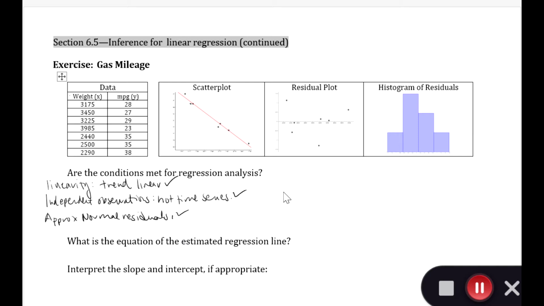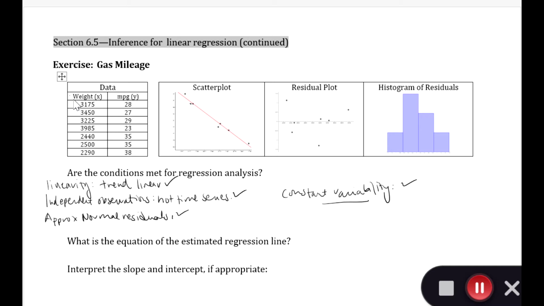And then last, we have constant variability. This means that when you look at your residual plot, there's no obvious trend. Things are far from the line, close to the line, and there's no trend as you continue on with the X values. So that is satisfied. Okay. So now that we have it satisfied, we can go through and do our analysis.